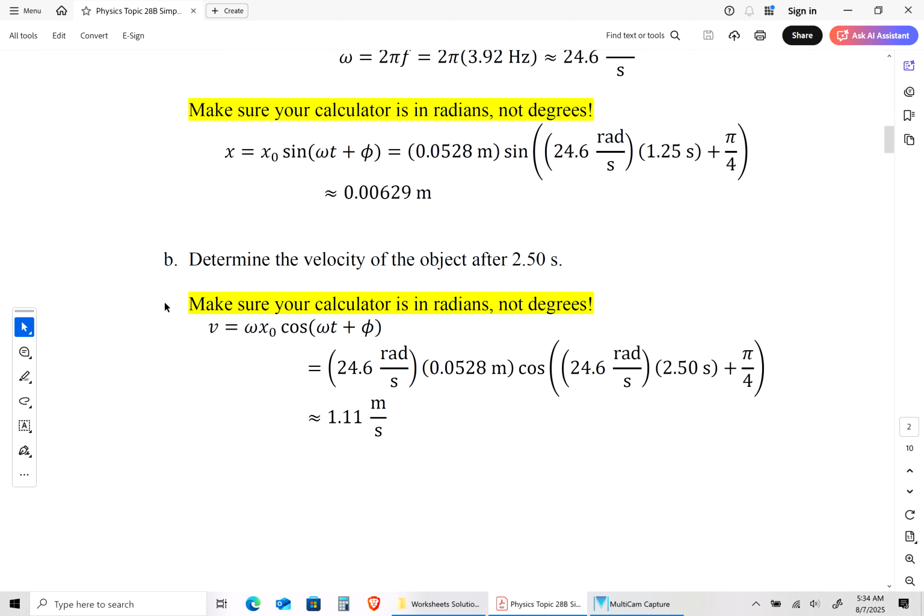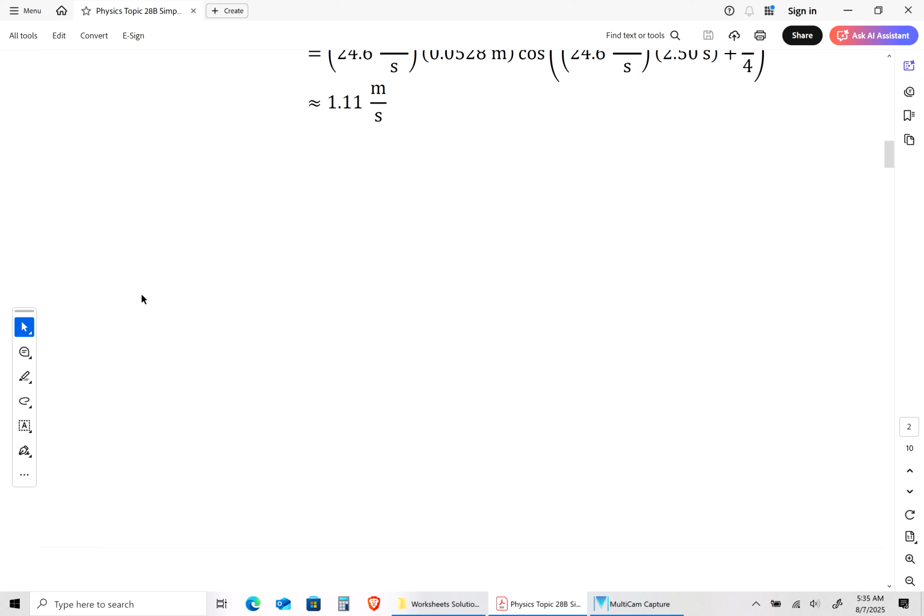Part B, determine the velocity of the object after 2.5 seconds. So we have an equation for the displacement. Take the derivative to get the velocity. Plug in the value, 2.5 seconds, we get a solution.